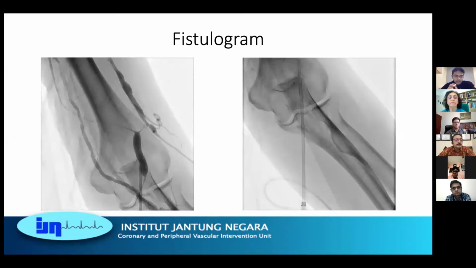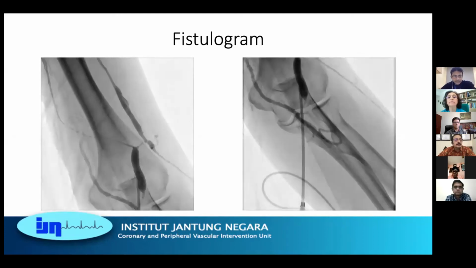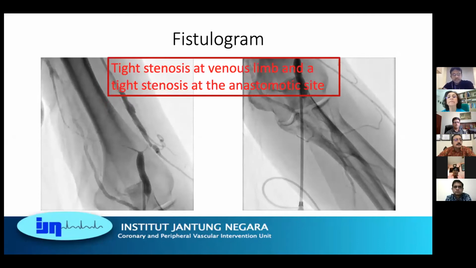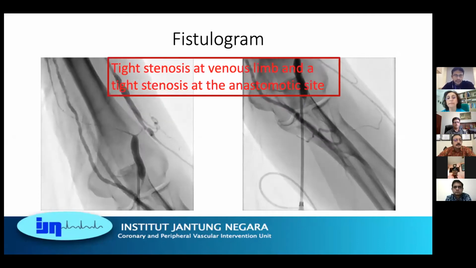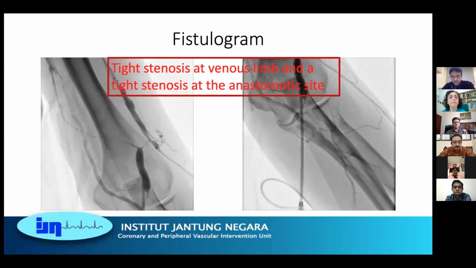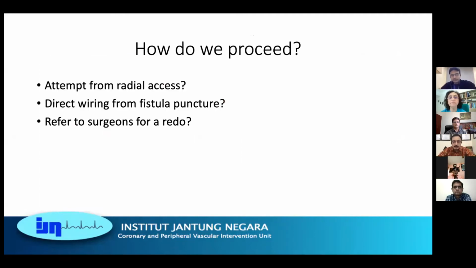There was a very tight stenosis at the venous limb and a tight stenosis at the juxta-anastomotic site as well. So at this juncture, of course, I stopped and I was thinking, how do I proceed? Since I have a radial access, should I go from the radial or should I wire directly from the fistula puncture, or should I refer to the surgeons for a redo? But I felt that this was salvageable percutaneously, and I didn't want to put the patient through surgery. A little bit more, this patient actually has a poor ejection fraction, EF of 25-30%.